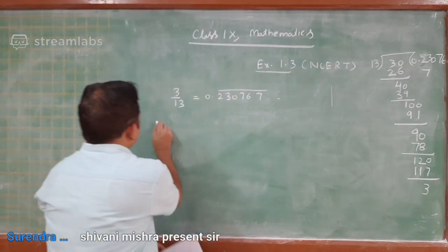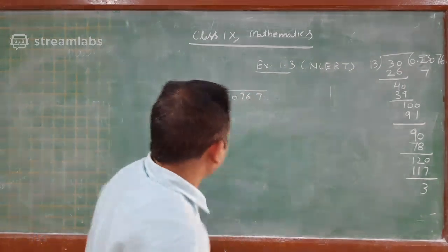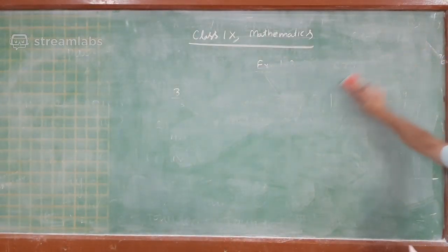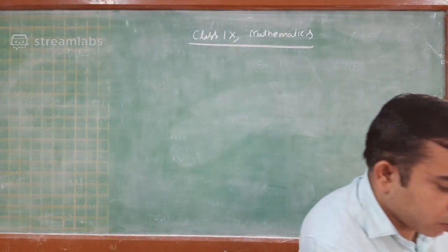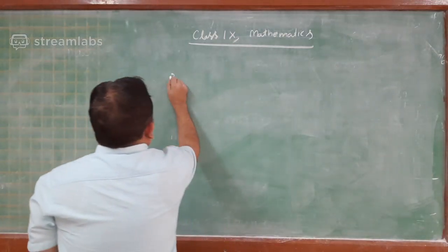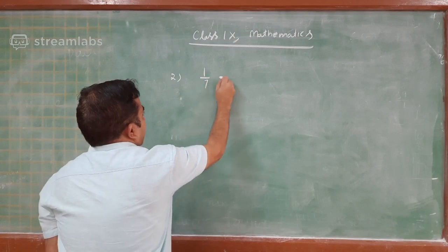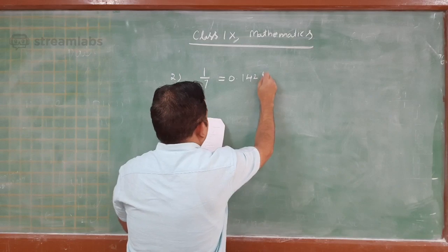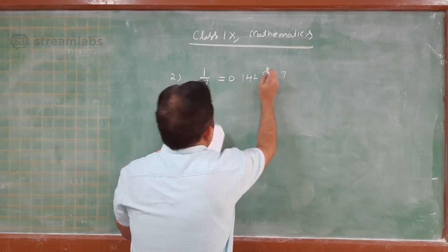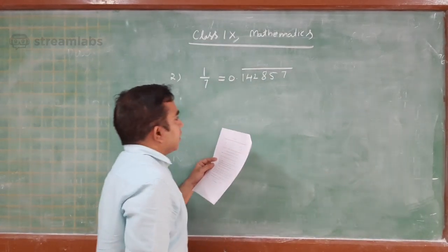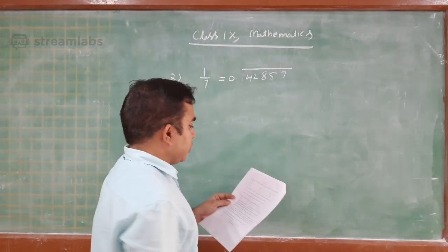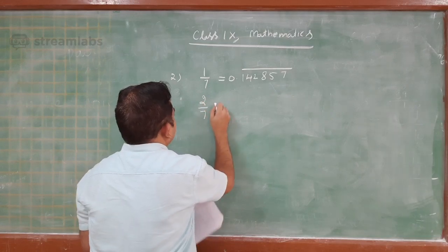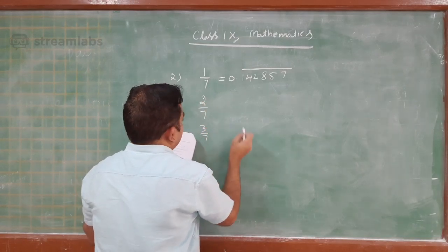Question 2 also is based on a similar pattern. Let us see. They are saying that there is a number 1 upon 7 and whose decimal expansion, if you find, comes 0.142857, isn't it? Repeating itself. How many digits are there? 6 such digits. They are asking, can you predict what should be the decimal expansion of 2 upon 7 and 3 upon 7 and so on?